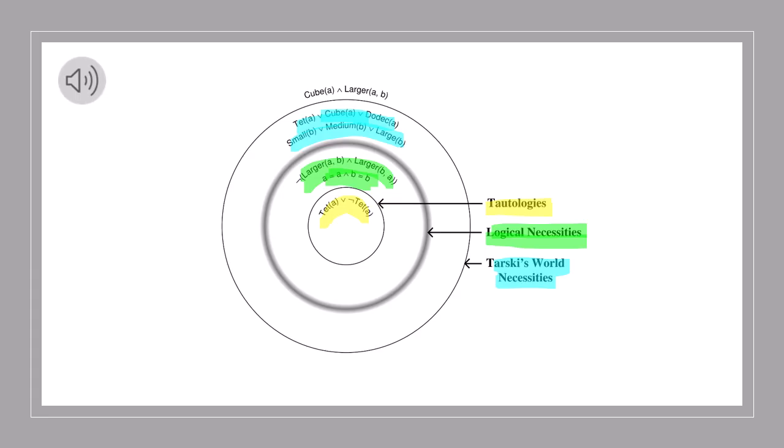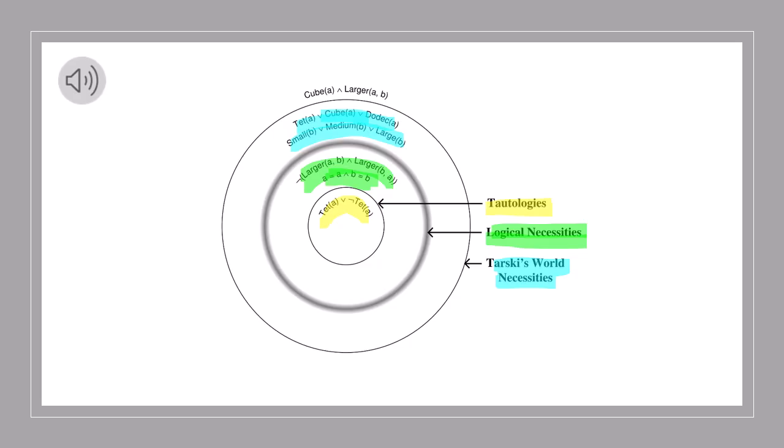So in this case, they would be logical necessities, but not tautologies. Okay, and then sitting on the other side of the logical necessities are sentences like the following: tet A or cube A or dodec A. And as we said in a previous slide, if we're willing to consider worlds beyond Tarski's world, where maybe the shapes have things like spheres or other shapes that we're not considering, then this particular sentence could be false. Okay, so it would not be logically necessary.